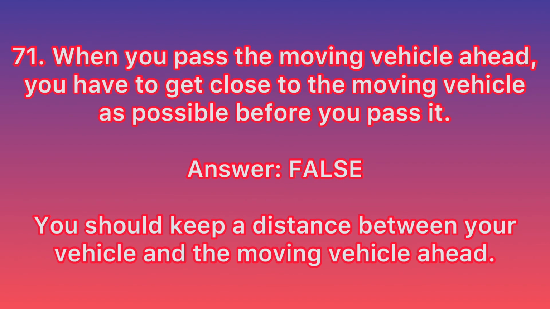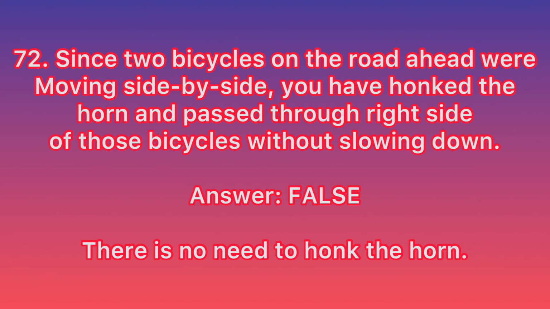71. When you pass the moving vehicle ahead, you have to get as close to the moving vehicle as possible before you pass it. Answer: false. You should keep a distance between your vehicle and the moving vehicle ahead. 72. Since two bicycles on the road ahead were moving side by side, you honked the horn and passed through the right side of those bicycles without slowing down. Answer: false. There is no need to honk the horn.